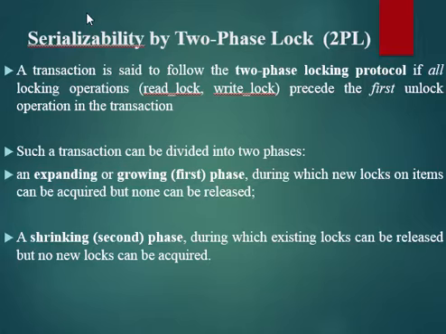The first phase is known as the growing phase, in which a transaction locks all the data items it requires, and the second phase is called the shrinking phase. It contains only unlock operations. There won't be any write lock or read lock operation. All the data items that a particular transaction is holding will be released in the shrinking phase.